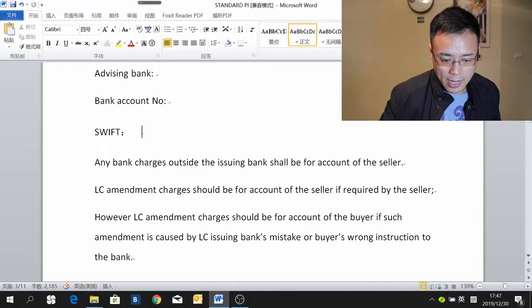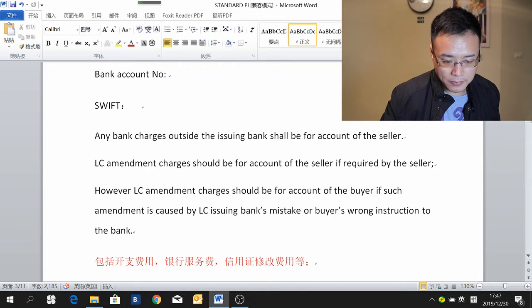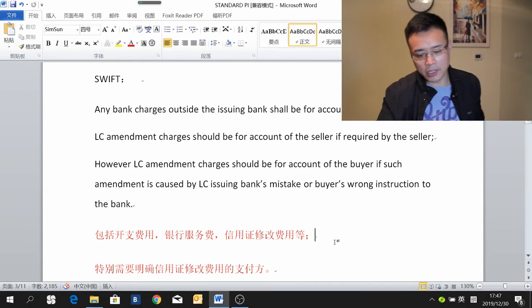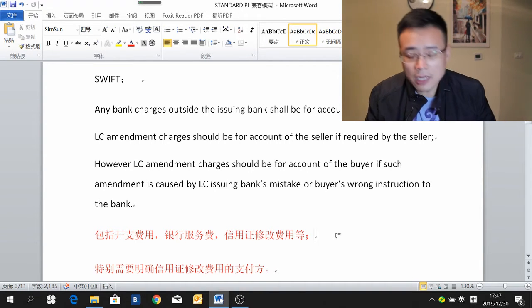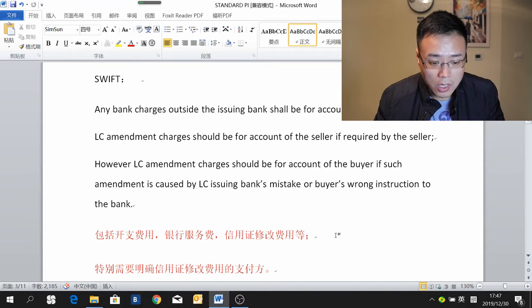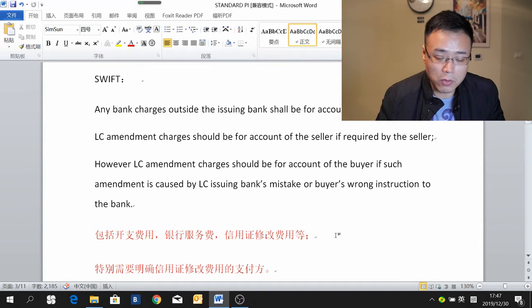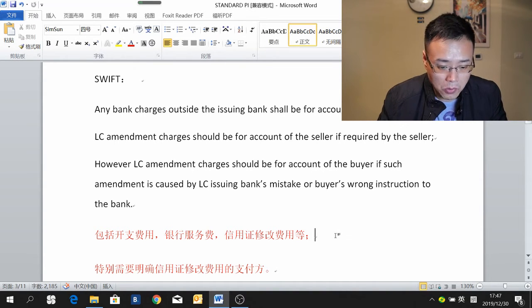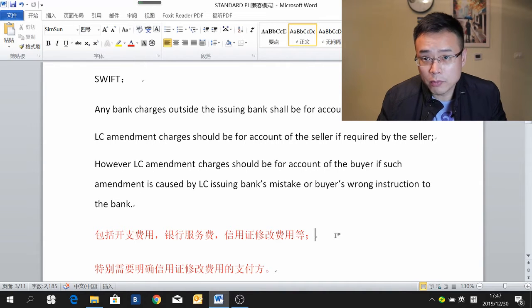Any bank charged outside LC issuing bank should be for account of the seller. Here we have to inform our buyer in advance what fee you should pay and what fee we should bear. Of course, LC issuing bank service charge, LC handling charge, such types of charge, the buyer will pay for that.